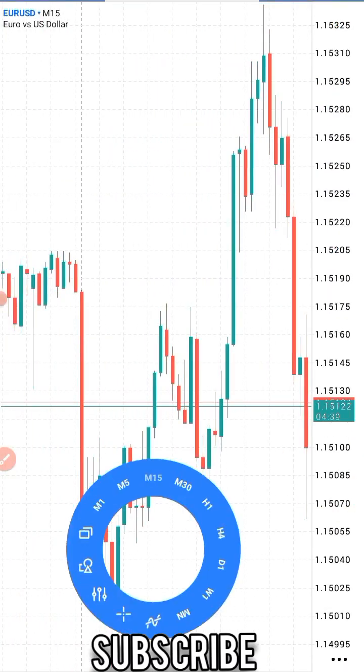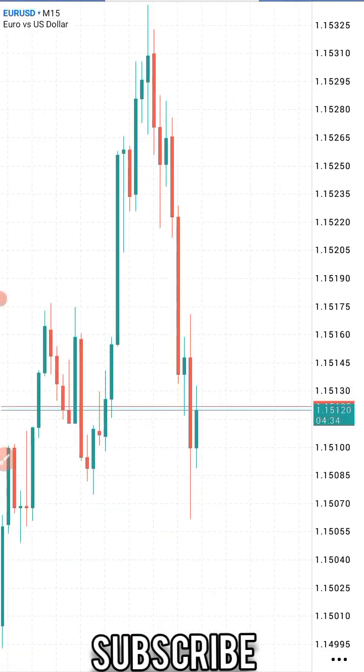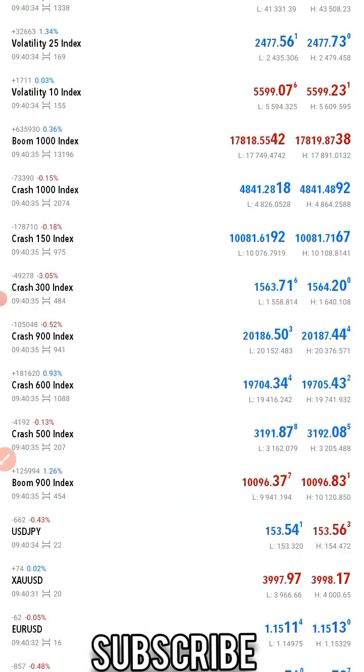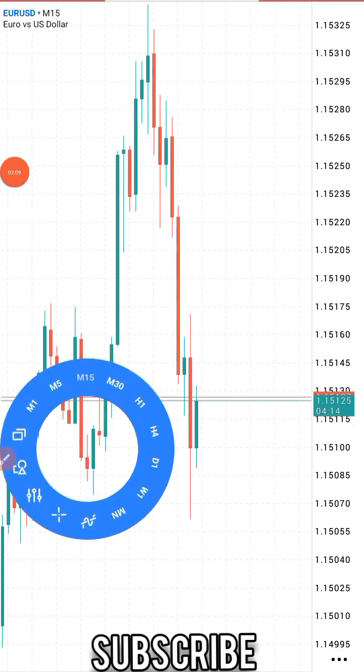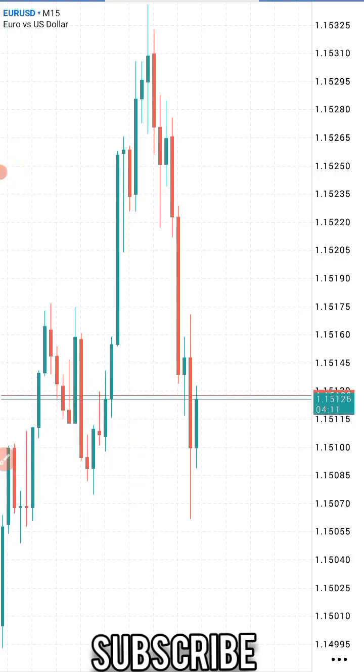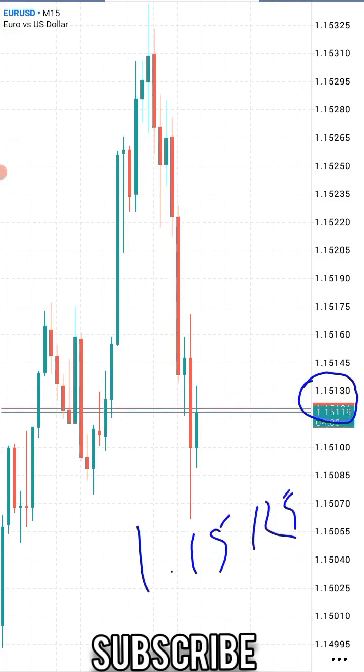Euro USD is selling. Now, you see something like Euro USD, and you will see 1.105 something, which signifies the dollar. Look at it. This is what I'm talking about here. At this point, we're having 1.15125. Now, this is what it means.